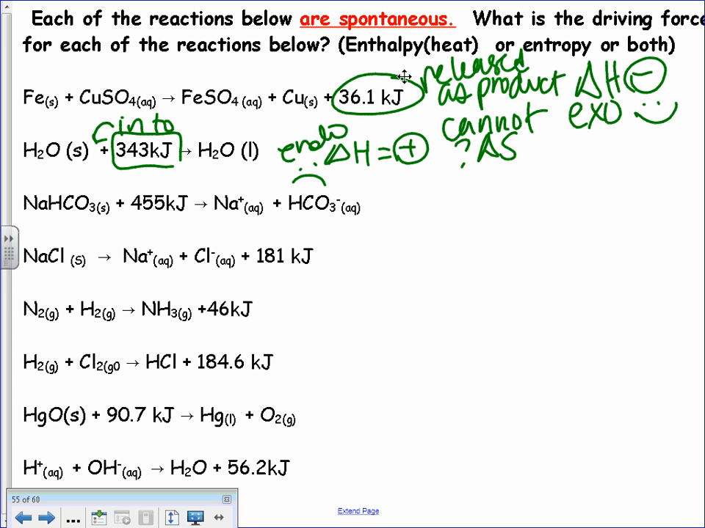Okay, so now let's look at the states of matter to see if we can figure out the entropy. Aha, we see differences. We see solid water, ice, going to liquid water. So remember, as you go from solid to liquid to gas, you get more disorder. Is that going to be a positive delta S or a negative delta S for that part? Positive, because going from solid to liquid, it's getting more disordered.